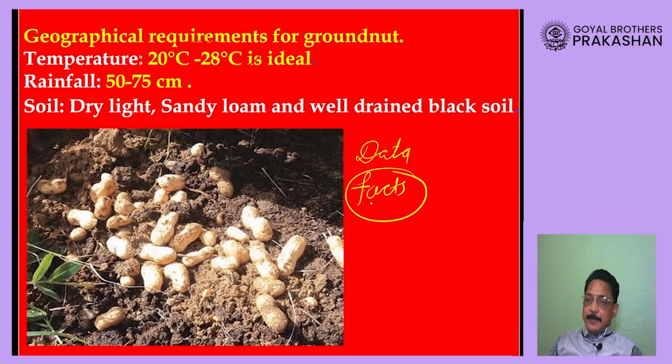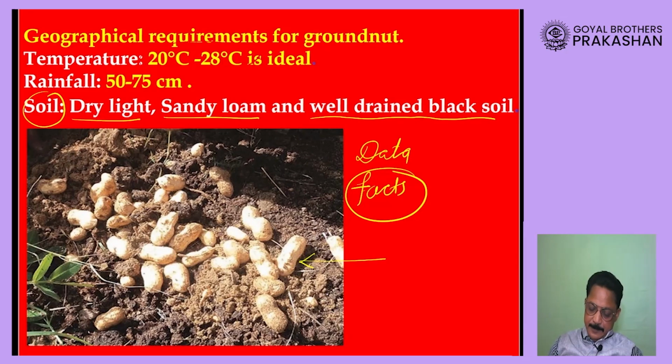These are data based facts, which are to be learned by heart. Okay, soil: you can find dry light soil, sandy loam, and the soil has to be well drained. Well drained means when you add water to the soil, that water should flow easily through the soil. You must be knowing groundnut grows inside the ground. So if the water stays in the ground, it will definitely spoil the seed, spoil this pod. Therefore, the soil must be well drained soil.